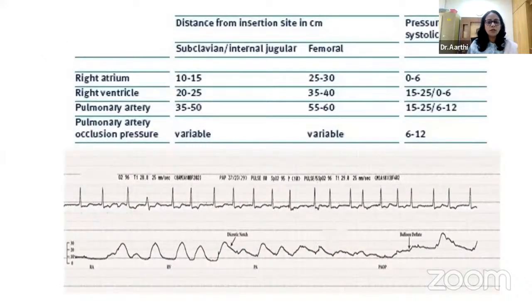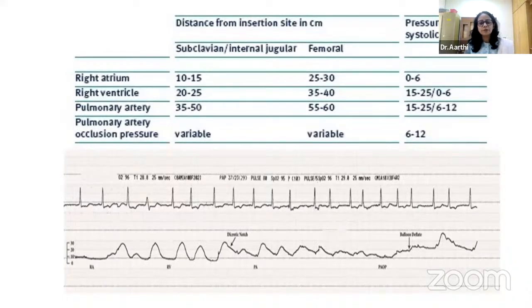So this is a normal pressure tracing as we move from the right atrium to the pulmonary artery wedge pressures. And these are all the normal lengths at which each chamber of the heart is reached using the pulmonary artery catheters. So right atrium is usually at 10 to 15 centimeters, right ventricle at 20 to 25 centimeters of the catheter. Pulmonary artery is usually 35 to 50 centimeters.